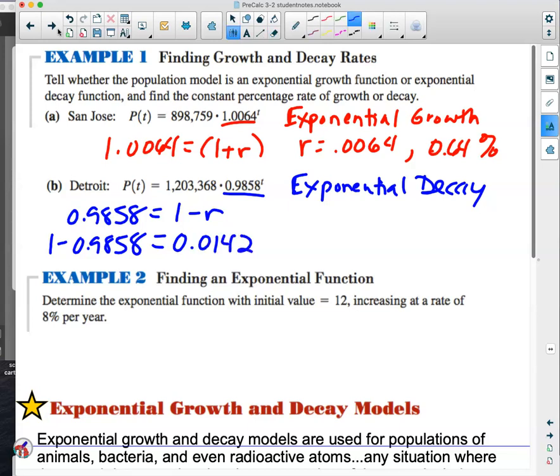So there's that. Now, again, that's our R value. But that's not talking in terms of percentages. So let's move the decimal over 2 places, 1, 2, and that would be 1.42%.